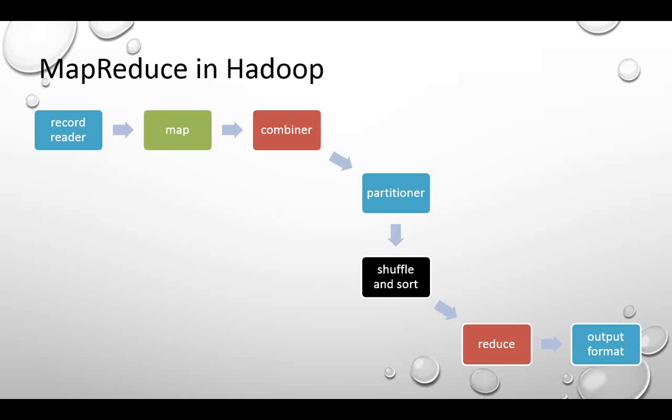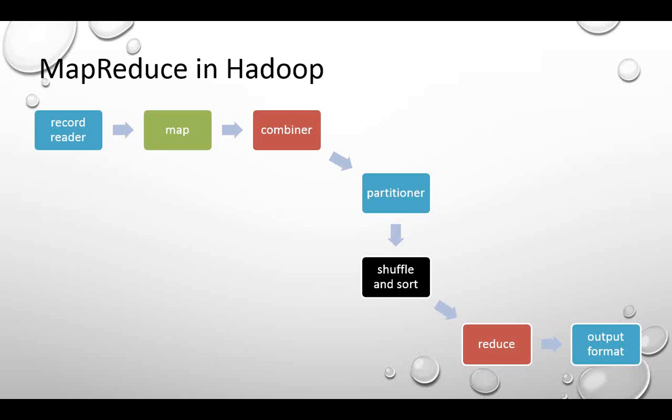So first, it looks into the record reader, maps the records, then combines the data, partitions it, shuffles it, sorts it, and then does the reduce. That means any aggregation that you're going to provide, it's going to do, and then give you the output format, right? In many cases, you might not want any aggregates to happen. In that scenario, you can run only the map jobs, right?